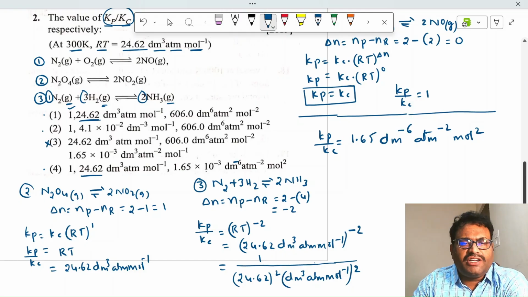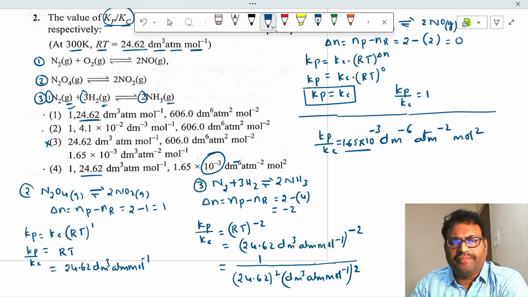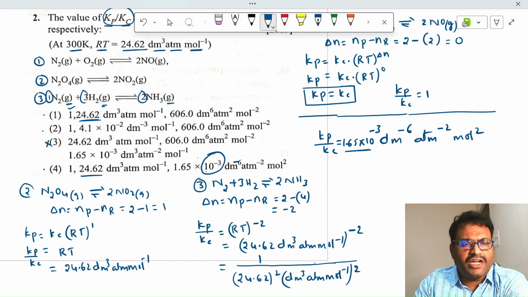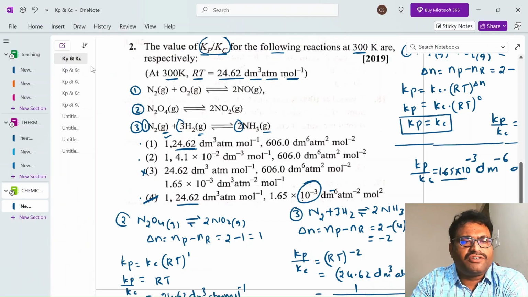So where do you find the answer? You will have the answer 1.65 into 10 power minus 3. Here you see 10 power minus 3, because 1 by 24.62 whole square gives you this value, 1.65 into 10 power minus 3. Okay. So the answer will be the fourth option. Okay. So let us go with the next question.